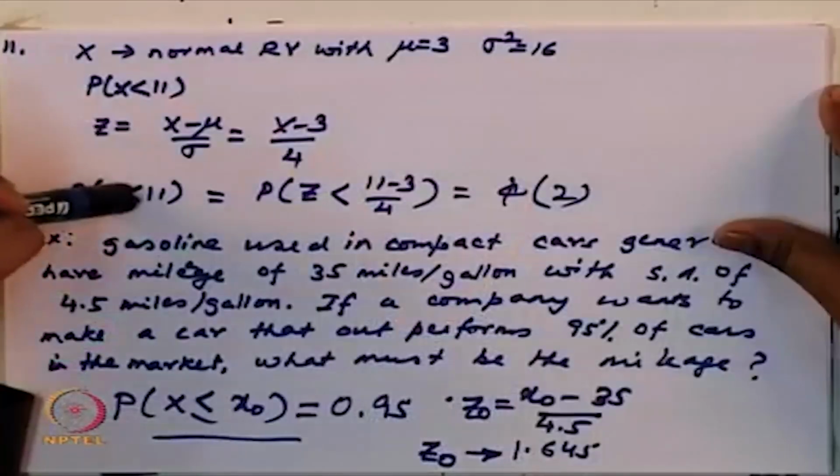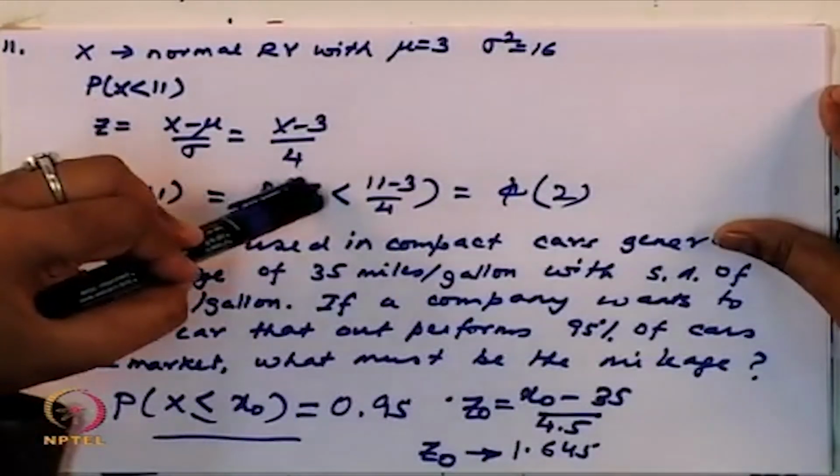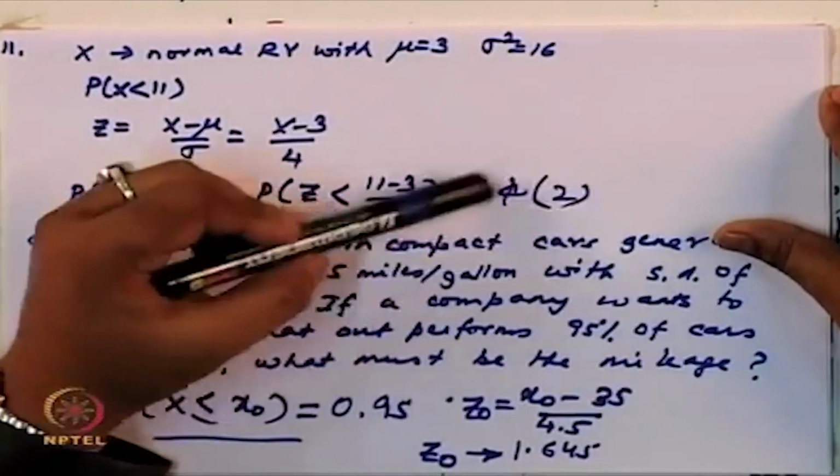With that, because you have tables which have these values, you can translate any variable x into a standard normal variable z, and then look up the table to find out exactly what the value is.